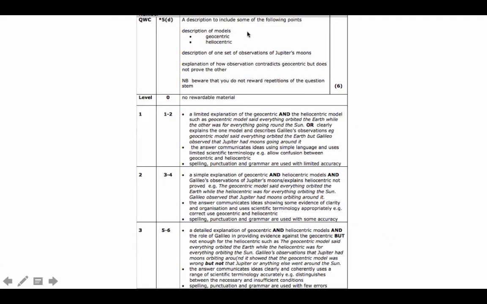So we said we describe the two models. Description of one set of observations. Explain how the observations contradict the geocentric model. Again, we've done that as well. So you may have actually got most of the marks in that. And you see that actually in a 6-mark question, you don't need to write that much. So let's look at the more detailed mark scheme. The geocentric model said that everything orbited the Earth, while the heliocentric model said everything orbited the Sun. Galileo's observations that Jupiter had moons orbiting it showed that not everything went around the Sun. So yeah, exactly, that's pretty much it. So for a 6-mark question, you don't actually need to write that much. Just describe both models and then explain Galileo's work.